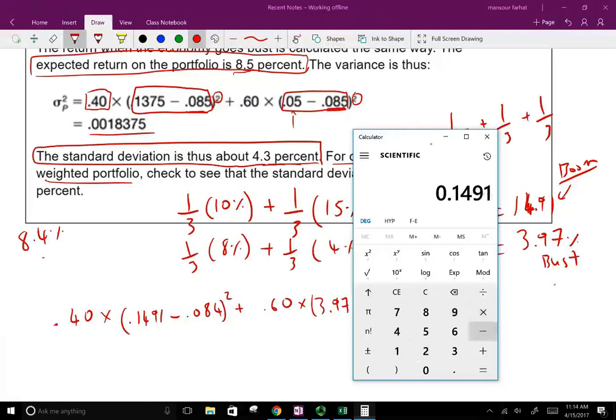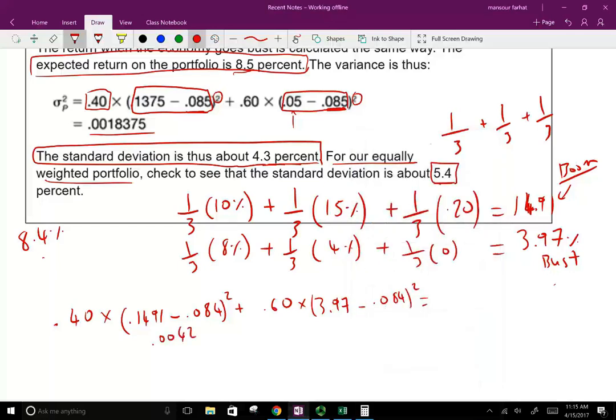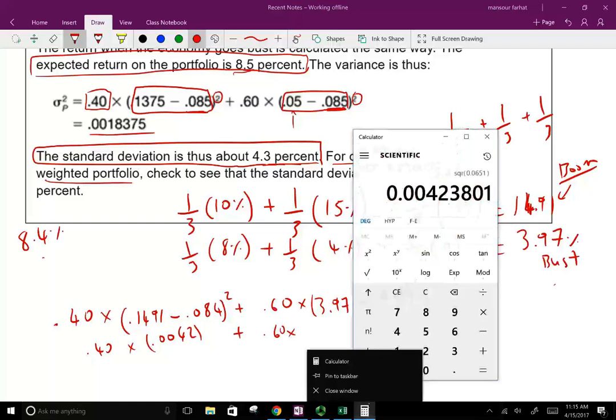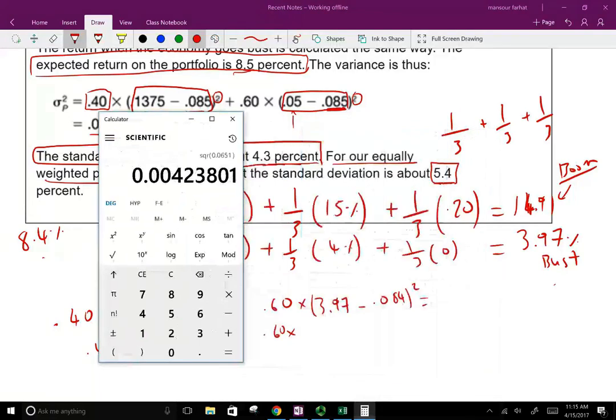0.1491 minus 0.084 raised to the second power, that's 0.0042. I mean, there's rounding, but that's fine. Okay, we're going to be close enough. Plus, so this is all of them. We're going to multiply this by 0.4 plus 0.6 times, we're going to find out how much that parentheses is. So it's going to be 0.0397 minus 0.084. It's going to be negative 0.0443 raised to the second power.